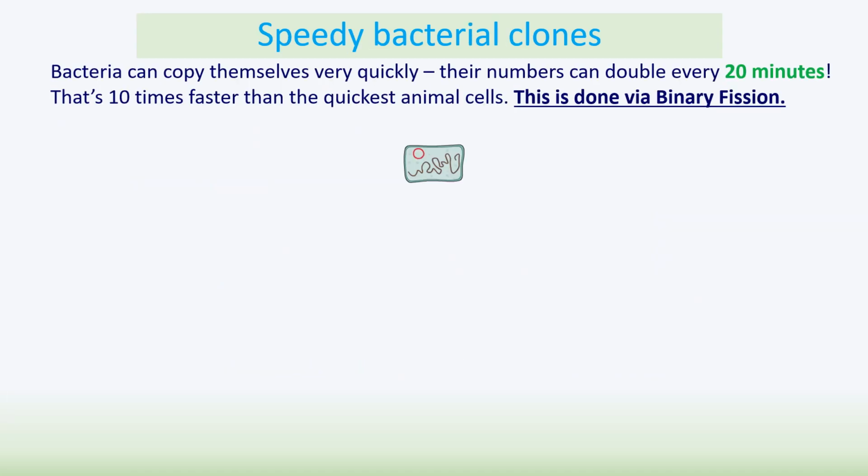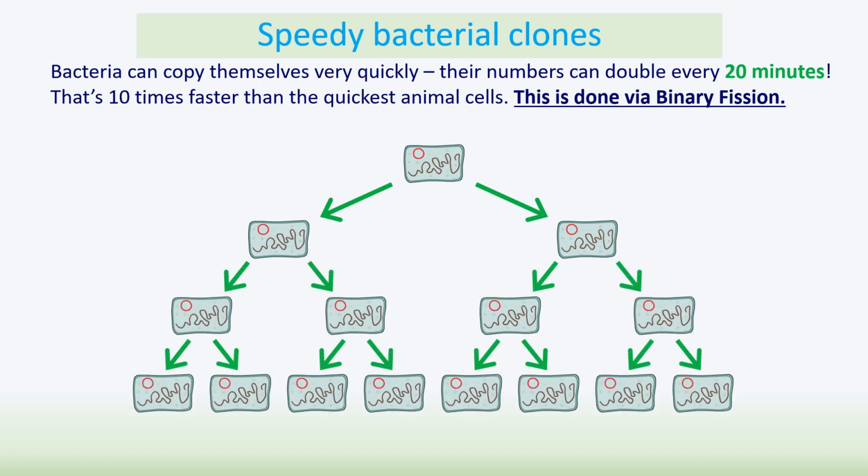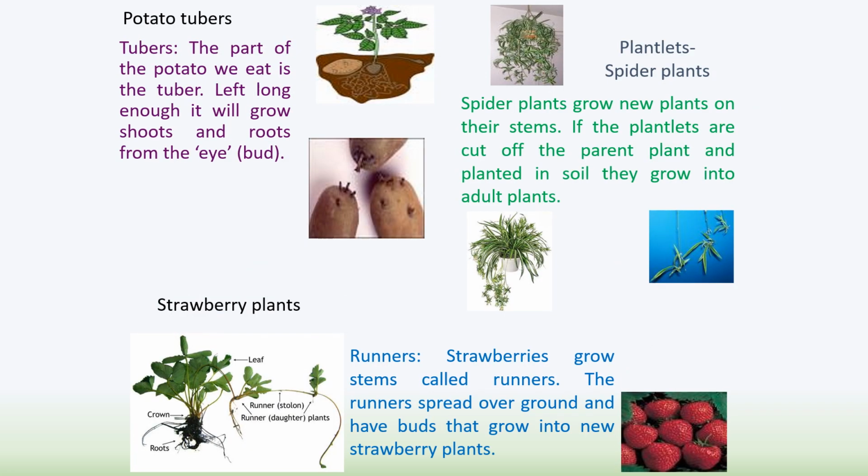Bacteria, as you should be aware, can copy themselves extremely quickly, up to every 20 minutes, 10 times faster than the quickest possible animal. And the process is called binary fission, where a bacterium goes from 1 cell to 2 cells to 4 cells to 8 cells and increases exponentially, providing there's enough resources available. Other examples in plants include potato tubers. You might have seen strawberry plants produce what we call runners, and plantlets produced by spider plants.